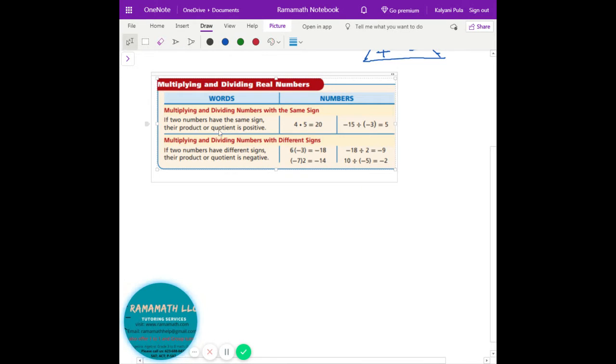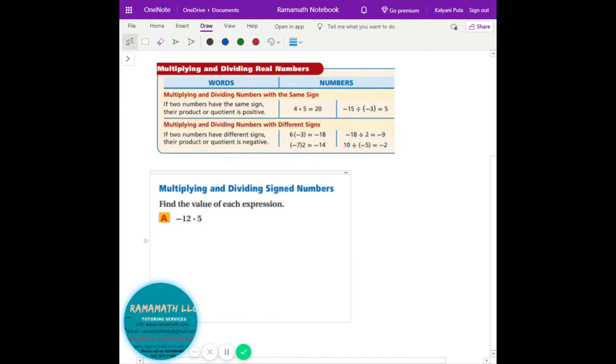In terms of words, if two numbers have the same sign, both positive or both negative, it doesn't matter, you're going to end up with a positive. But if one is negative and one is positive, then obviously you're going to get a negative. Okay? Just pretty quickly, for the notes. All right, let's look into the examples.